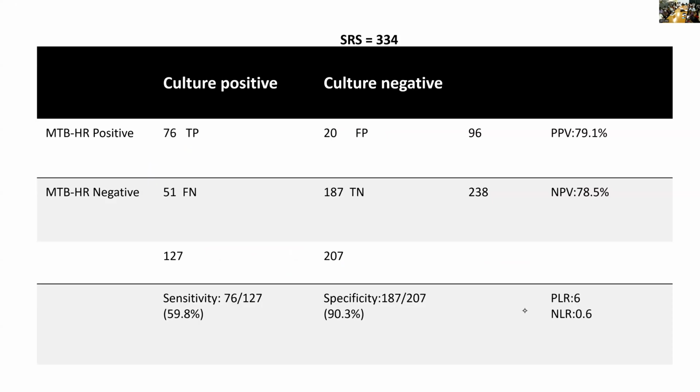Okay, so in the study, they have mentioned only sensitivity and specificity. I've just tabulated so that we can also look at the positive predictive value and the negative predictive value. So when we use the strict reference standard, we get a sensitivity of 59.8, specificity 90.3. The positive likelihood ratio comes to 6 and the negative likelihood ratio comes to 0.6.